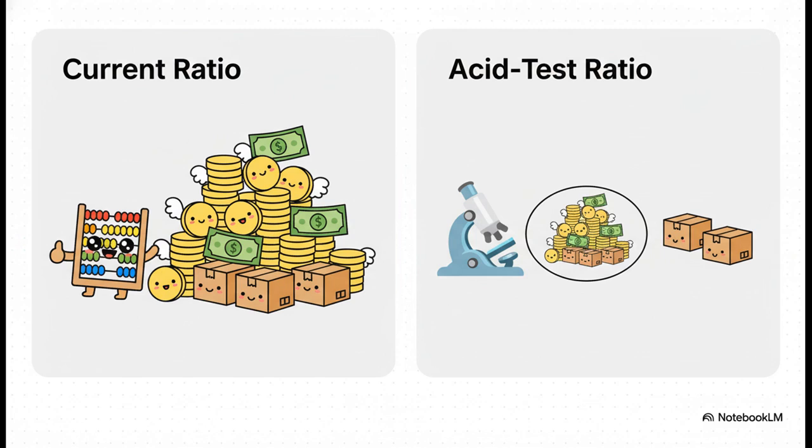And, if you want the absolute most hardcore stress test view, there's a third one called the cash ratio, which only looks at pure cash against your liabilities. It's the ultimate what-if scenario.